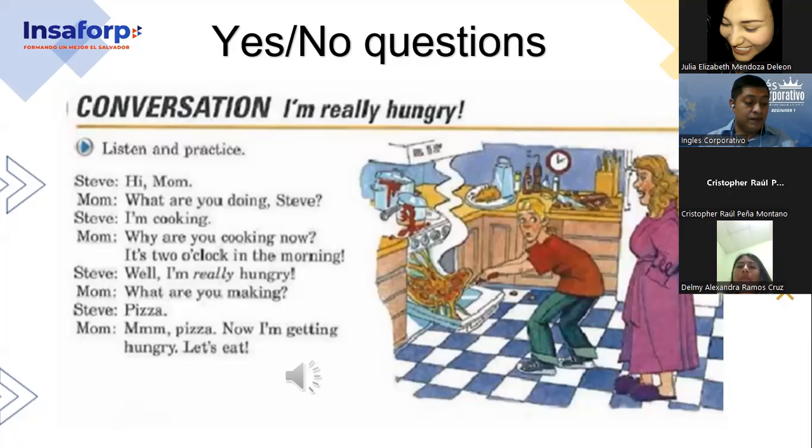Hi, mom. What are you doing, Steve? I'm cooking. Why are you cooking now? It's 2 o'clock in the morning. Well, I'm really hungry. What are you making? Pizza. Pizza. Now I'm getting hungry. Let's eat.